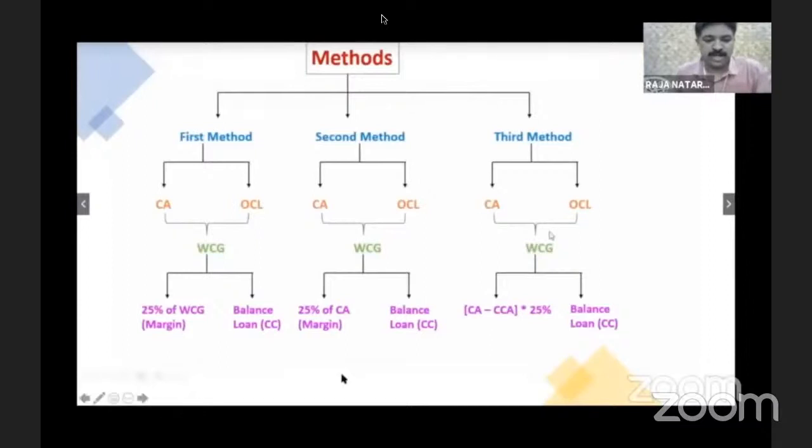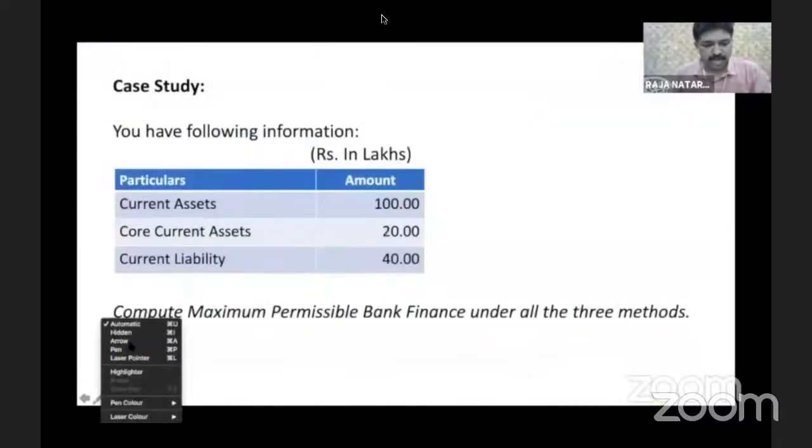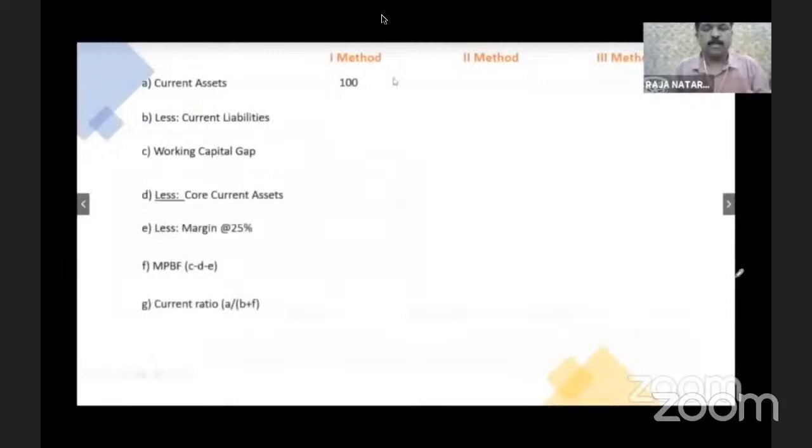How to understand? Let's have a look at this case. Here, let's ignore this core current asset because it's outside our discussion now. So you are given current assets of 100 lakhs, and I'll call this other current liability, OCL, 40 lakhs. We have to compute the maximum permissible bank finance under the methods. We are going to do only two methods. Let me list and I'll explain item by item.